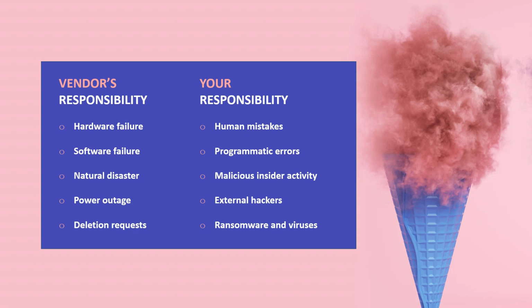Programmatic errors. If you're using the cloud to take information from your computer or from your servers automatically and put it up there, there is no backup in the case that fails. Malicious insider activity. You've got a disgruntled employee who starts deleting stuff off the cloud or off your servers. Again, Microsoft does not have backups for those eventualities. Hackers, ransomware, viruses, same thing. They do not have backups for that.